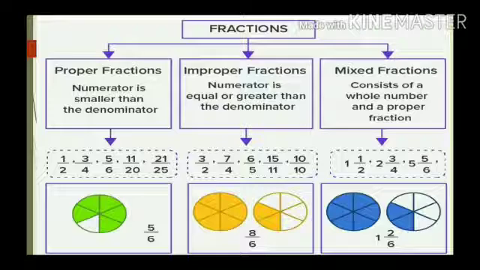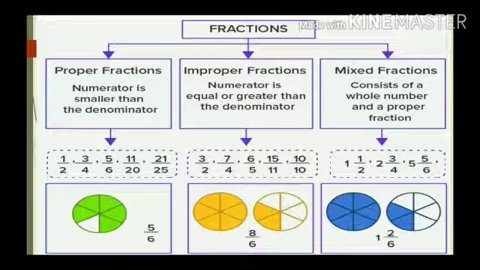Now, what are proper fraction, improper fraction, and mixed fraction? So first, proper fraction. A proper fraction is a fraction whose numerator is smaller than the denominator. You can see in this example 1 upon 2, 3 upon 4, 5 upon 6, 11 upon 20, 21 upon 25. In all of these, the numerator is smaller than the denominator. That's why these are called proper fractions. You can see this in the figure also.